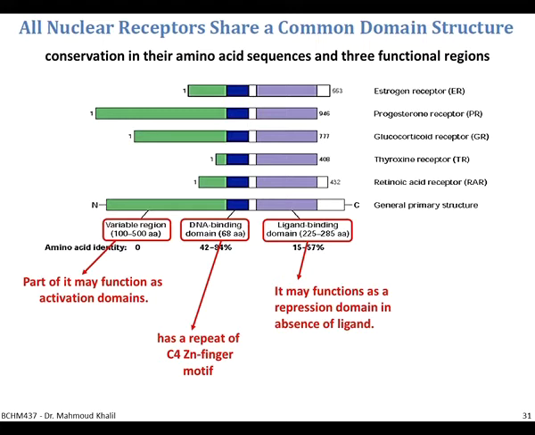What if this nuclear receptor is active without the need of a ligand, without the need of a hormone? What will occur? It will migrate to the nucleus and will activate genes to be transcribed.